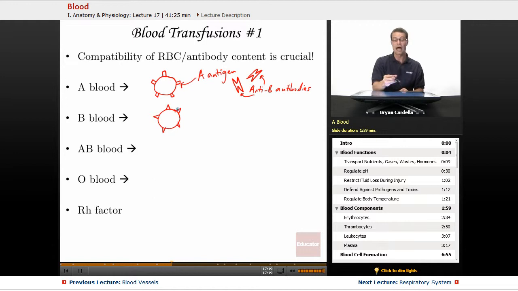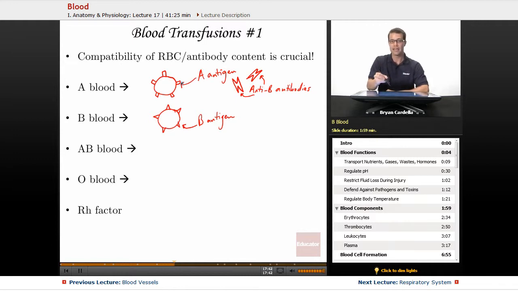By the way, there would be a lot more antigens than what I'm drawing, but I can't draw that in this particular instance. I'm just keeping it simple. So this is actually a B antigen. So a B antigen, different shape, different kind of conformation, different molecular shape than this particular antigen here.